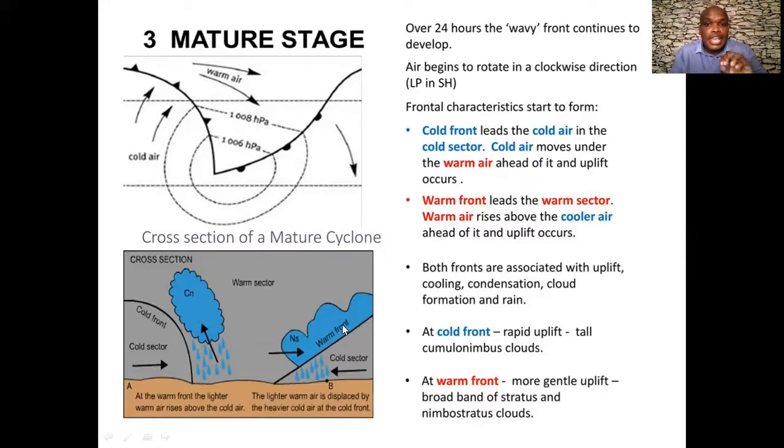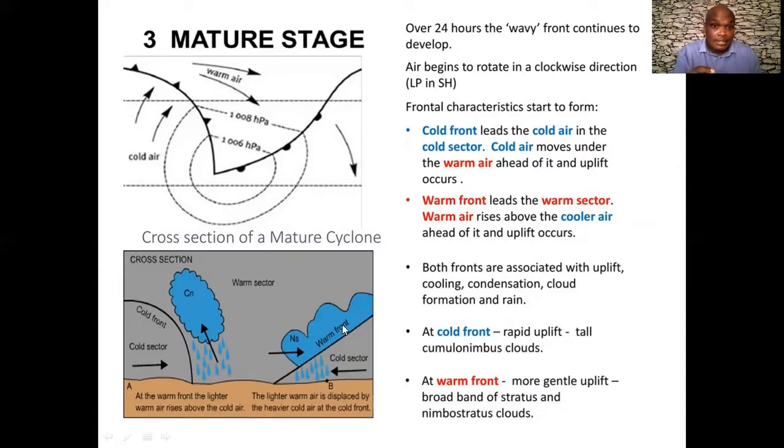And then the cold air moves under the warm air ahead of it, and upliftment occurs, which means the warm air is uplifted as the cold air moves under the warm air. Then the warm front leads the warm sector. Warm air rises above the cooler air ahead of it, and upliftment occurs. The warm air is uplifted. Then both fronts are associated with upliftment, cooling, condensation, and cloud formation as well.